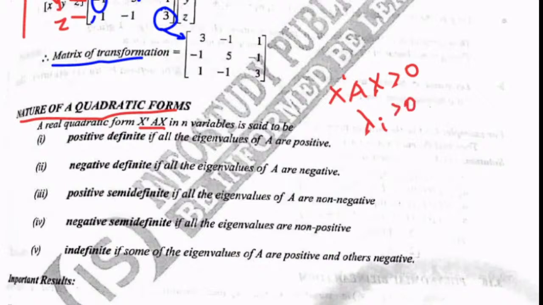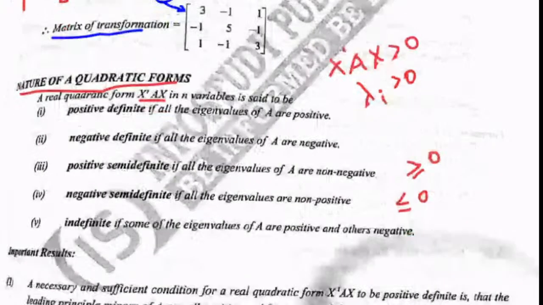Then we can say that this quadratic form is positive definite, and it is negative definite if all the eigenvalues are negative. It is positive semi-definite if all the eigenvalues are non-negative, that is, greater than or equal to 0. Negative semi-definite means all the eigenvalues are less than or equal to 0. Indefinite means some of the eigenvalues are positive and some are negative, then we can say that the matrix or quadratic form is an indefinite one.